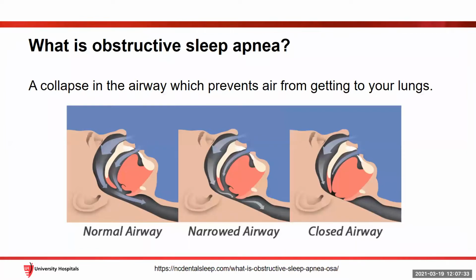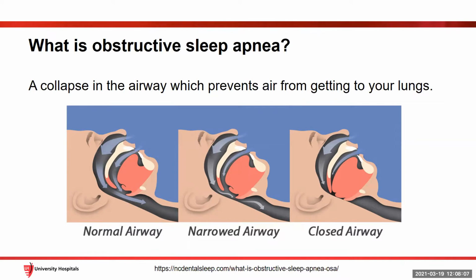We're going to focus on obstructive sleep apnea. Obstructive sleep apnea is a collapse in the airway which prevents air from getting into your lungs. You can see in the pictures, with a normal airway, you can take a breath in through your nose and it goes right through the back of your throat and goes to your lungs without any issues. If you have a narrowed airway, you have a little bit of obstruction that can hinder the passage of the air through that area, and it can cause breathing issues.